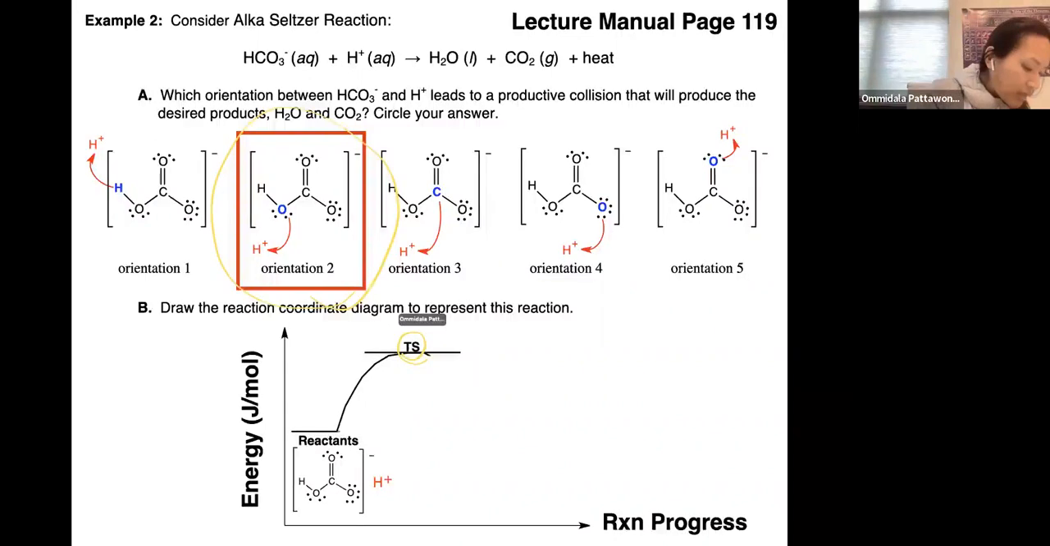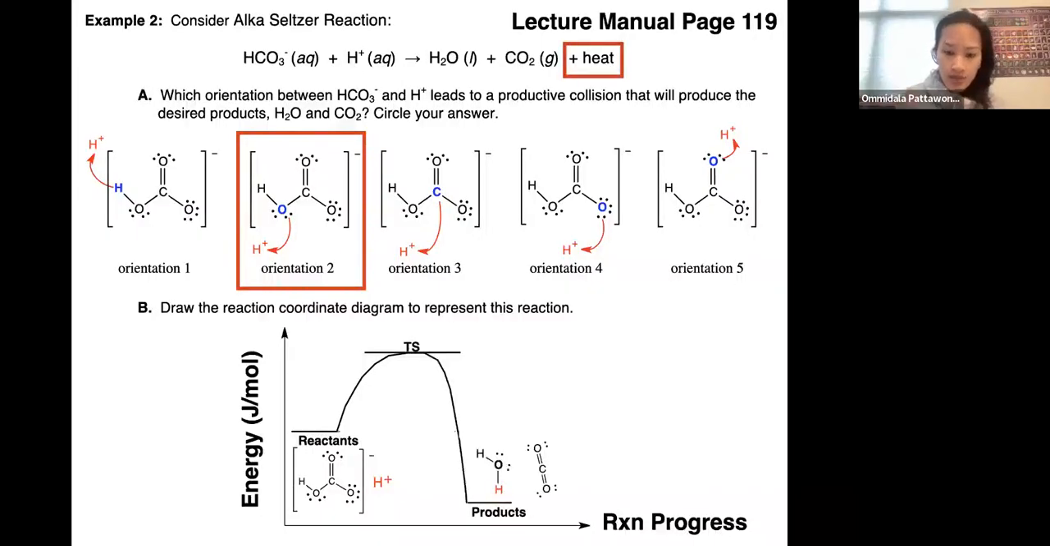It's going to indicate that this bond between oxygen and carbon is going to break apart, and this bond between oxygen and the incoming hydrogen is going to be formed. So this is where the bond is being formed and also being broken. After the transition state, it's going to become the product.